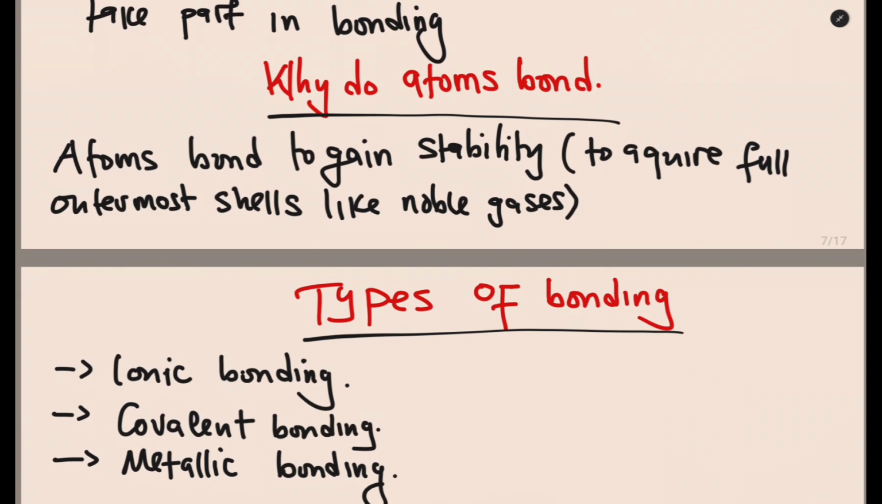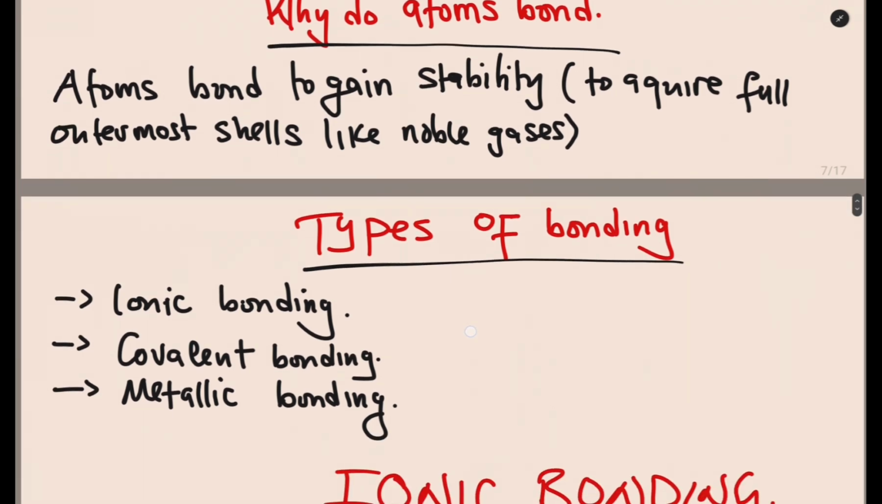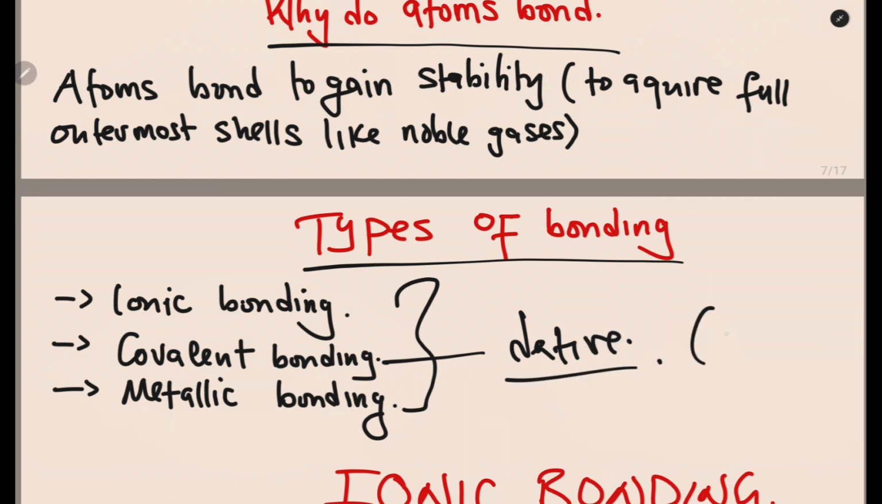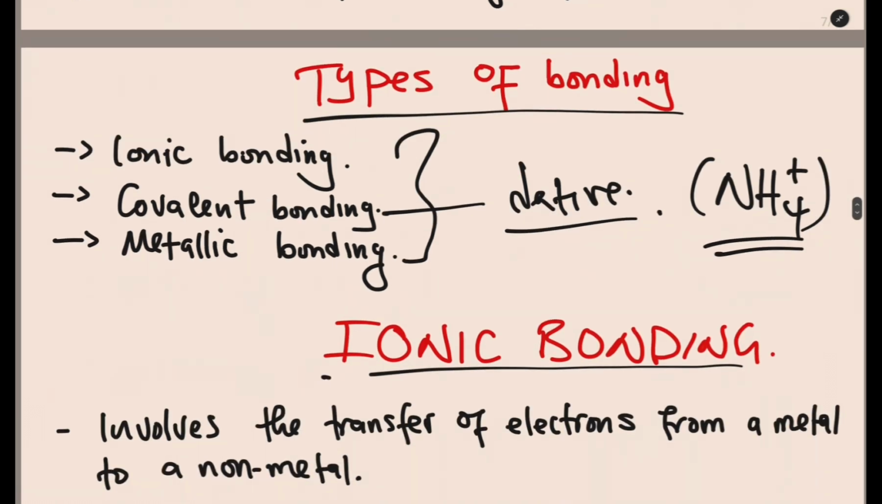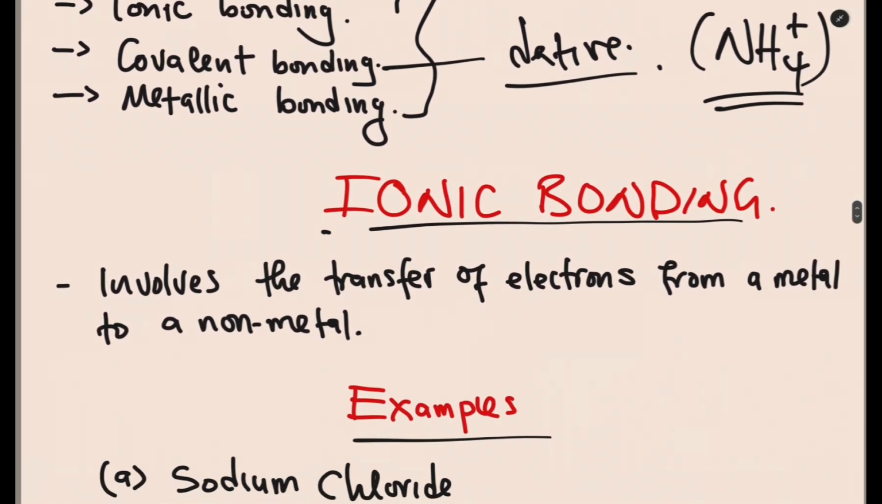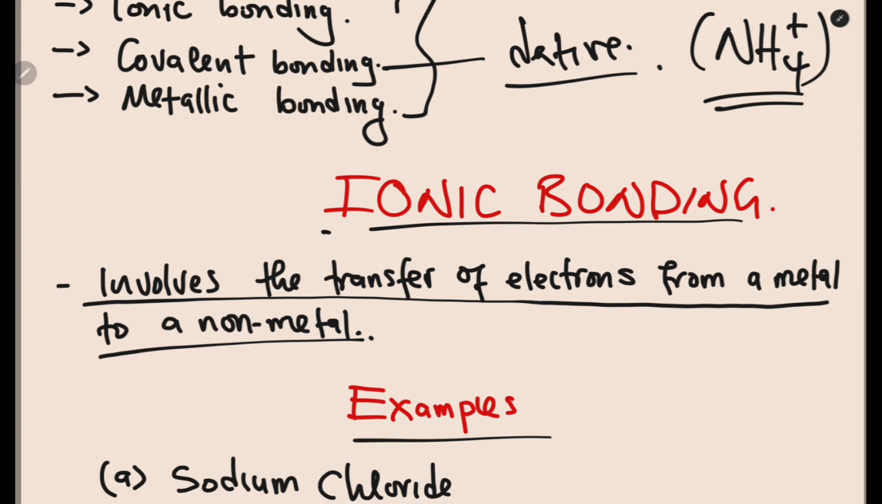The types of bonds that we are going to discuss here are ionic bonding, covalent bonding, and metallic bonding. So basically these three. But under covalent bonding, we also have what we call dative bonding. You might want to look at it. I'll give you an example where dative bonding forms, that is ammonia or ammonium. Dative bonding is just a kind of covalent bond. All right, let us start with ionic bonding. The simple thing you need to know is that it involves the transfer of electrons from a metal to a non-metal.